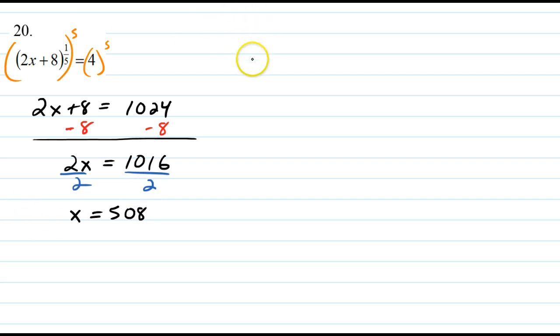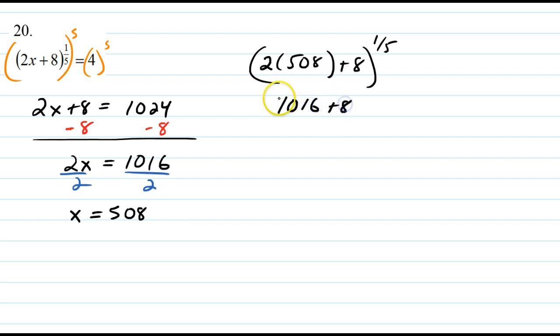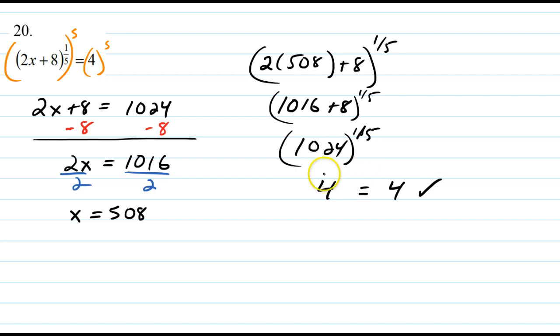Now take that 508, check it just to make sure. And this is something you could just plug straight into your calculator, but let's go ahead and work it out. So we get 1016 plus 8. It gives us 1024. And the fifth root of 1024 is 4, which is what we wanted it to equal. So that is a solution.